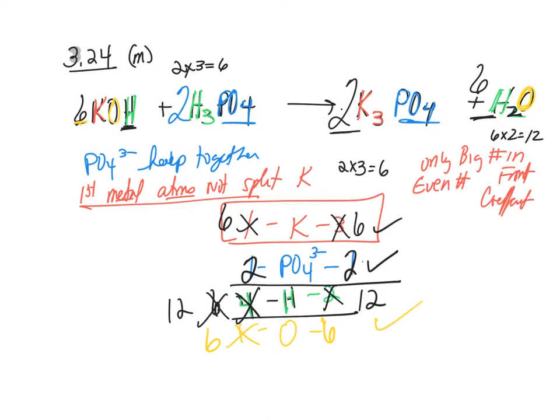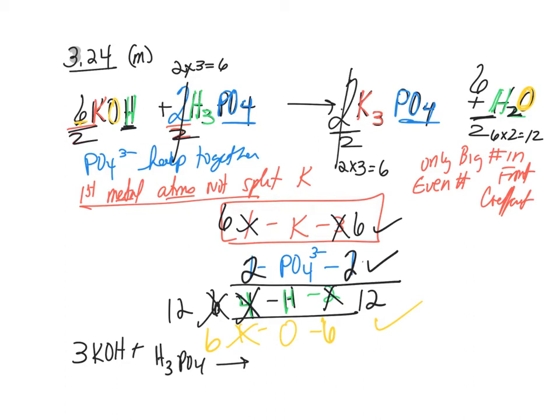But you see I have large terms here. 6, 2, 2, and 6. So if I divide everything by 2, the lowest term, and then I can rewrite it. So 6 divided by 2 is 3, KOH. 2 divided by 2 is 1, H3PO4. 2 divided by 2 is 1, K3PO4. And then 6 divided by 2 is 3, 3H2O.